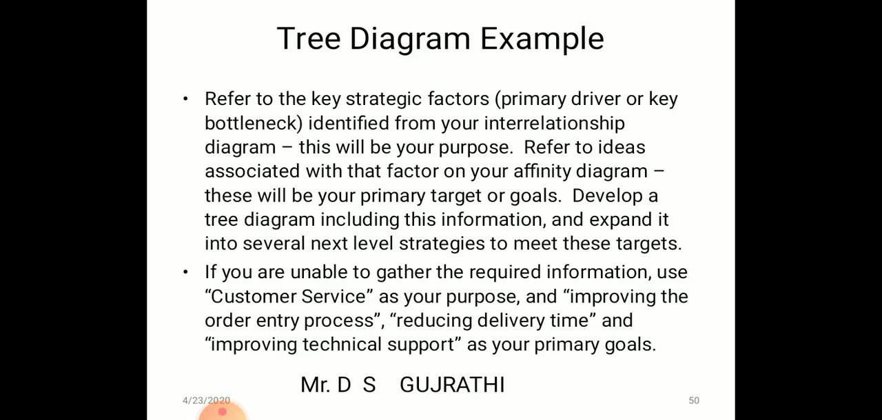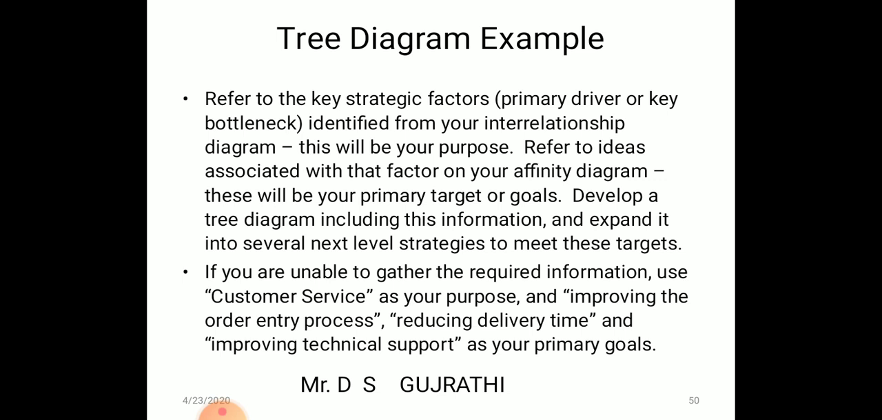Refer to the key strategic factor. The key strategic factor is a primary driver or key bottleneck identified from your interrelationship diagram. So whatever we have seen in the last quality tool, that is interrelationship diagram, from there also we can pick our primary factor. This will be your purpose. Okay, so refer to the idea associated with the factor on your affinity diagram. So we can take the example of affinity and interrelationship diagram. With the help of that also we can make a tree diagram. If you are unable to gather the required information, use customer service as your purpose.